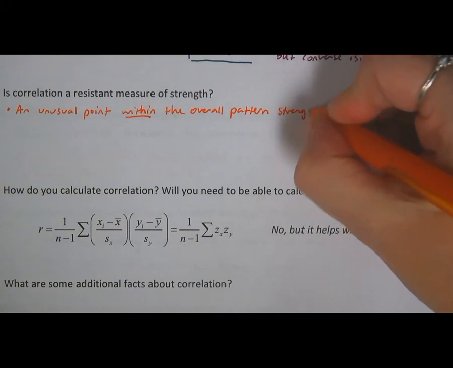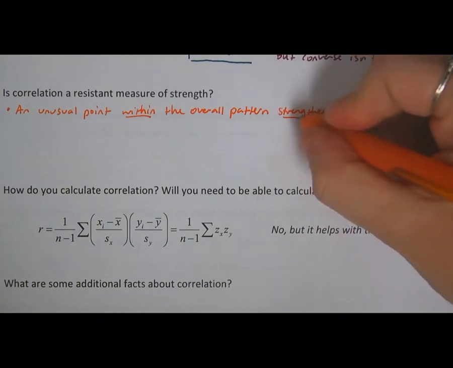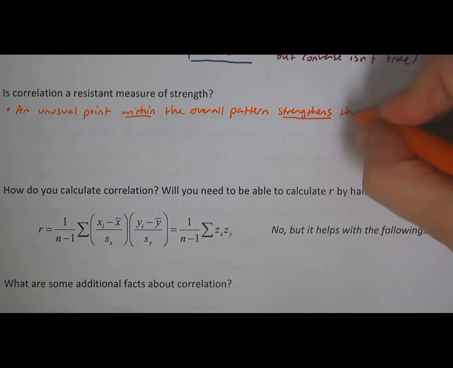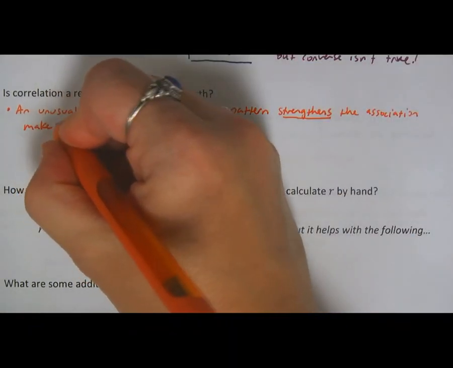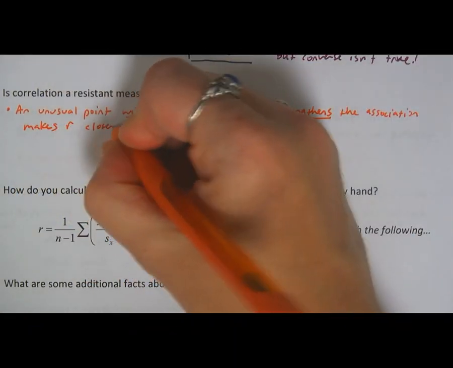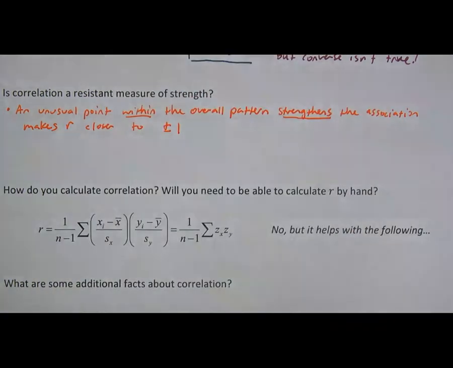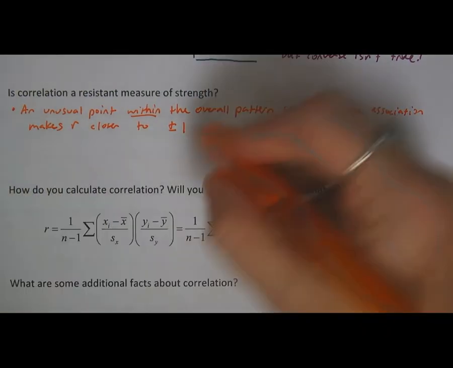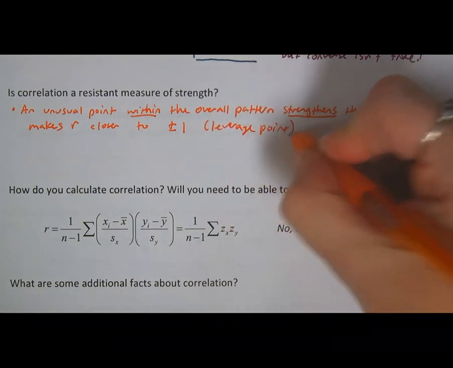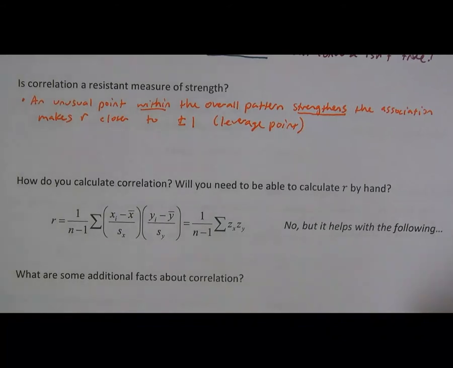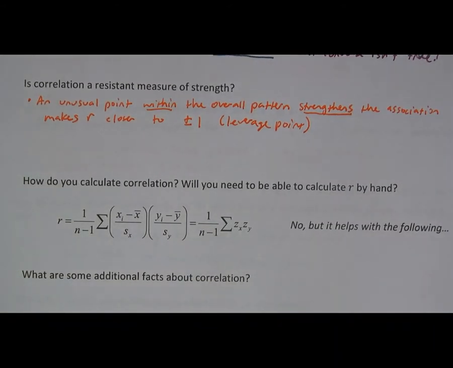strengthens the association. And that makes R closer to positive or negative 1. And that's called a leverage point. That's if you see a point that might be way off in the distance from the other ones, but it still falls within the same pattern. It's going to strengthen that relationship.